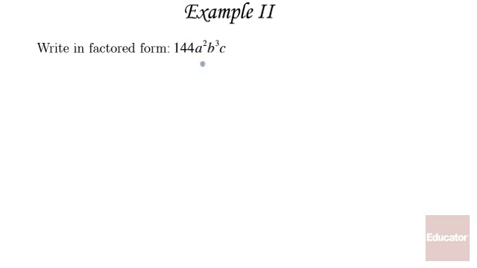Next, I'm going to write 144a squared b cubed c in factored form. Now this time I have a monomial, so I first have to address the numerical portion and then the variables. For the numerical portion, factoring 144, I'm going to start out with 12 times 12 and break that down. I can break it down farther. It's 2 times 6 for that, times 2 times 6 for the other 12.